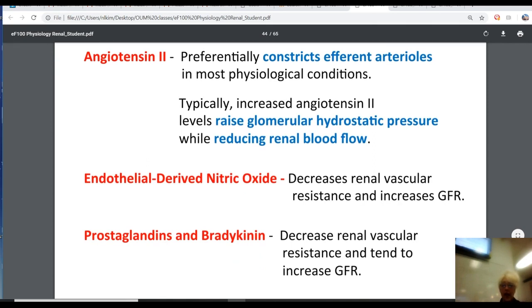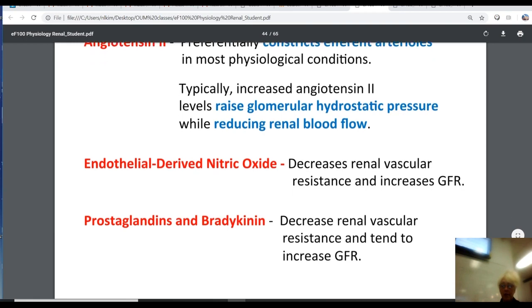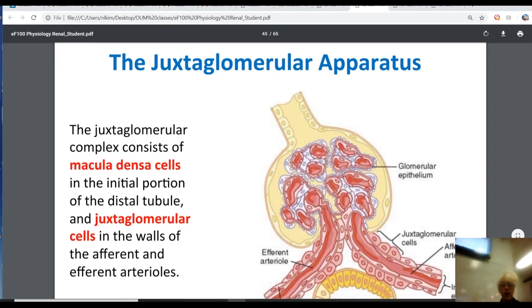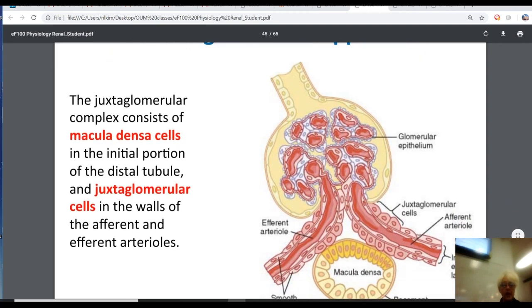Endothelial-derived nitric oxide decreases vascular resistance and increases the GFR, which means you will actually urinate more. Prostaglandins and bradykinin decrease vascular resistance and also increase the GFR.